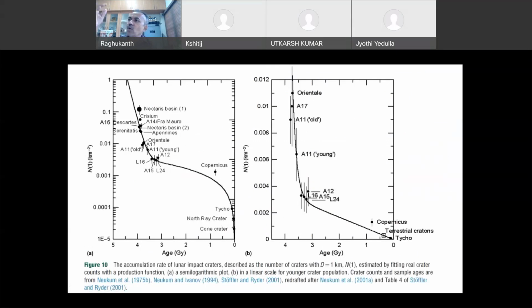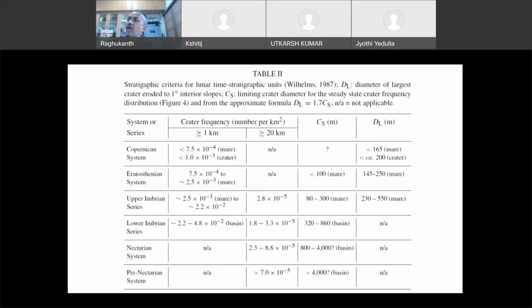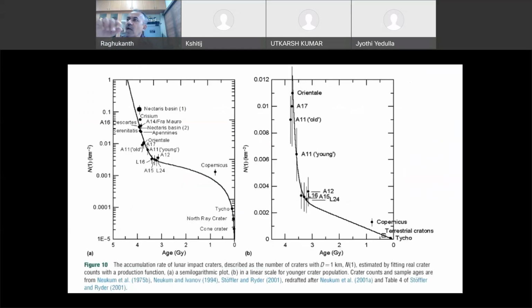So basically your production function gives you only the relative ages. But to get the absolute ages, what they have done is, from the rock samples they have estimated the ages of the rocks, and then these two they have interlinked, like how much the crater frequency should be versus the age of the material. That also they did. Then finally they found that N of 1, that means A naught, is closely linked to the age itself, but it's complicated, you can see the graph is something like this.